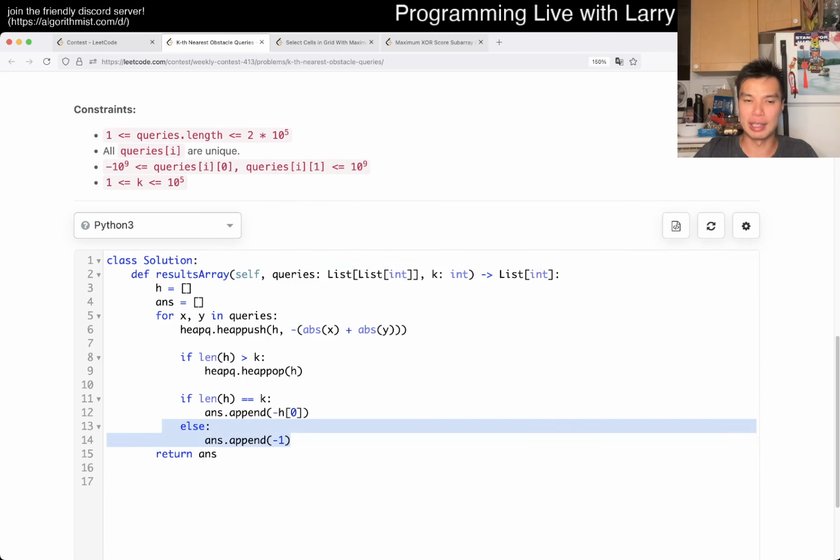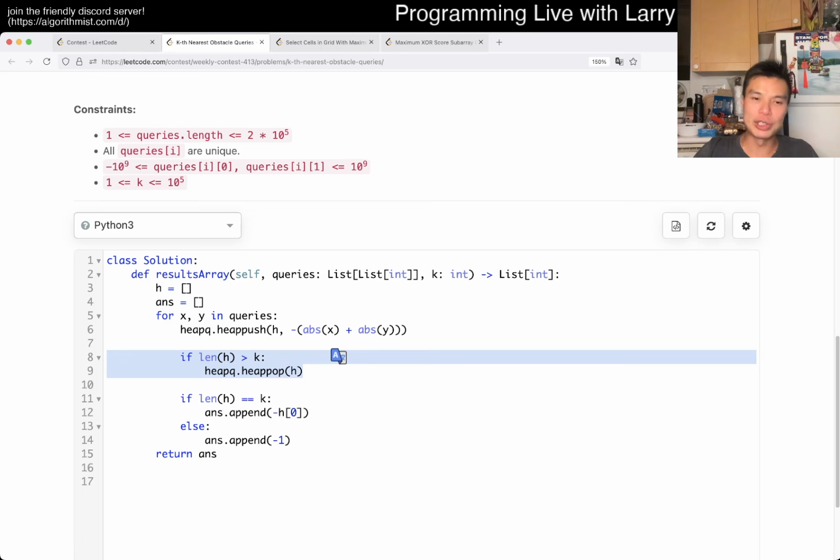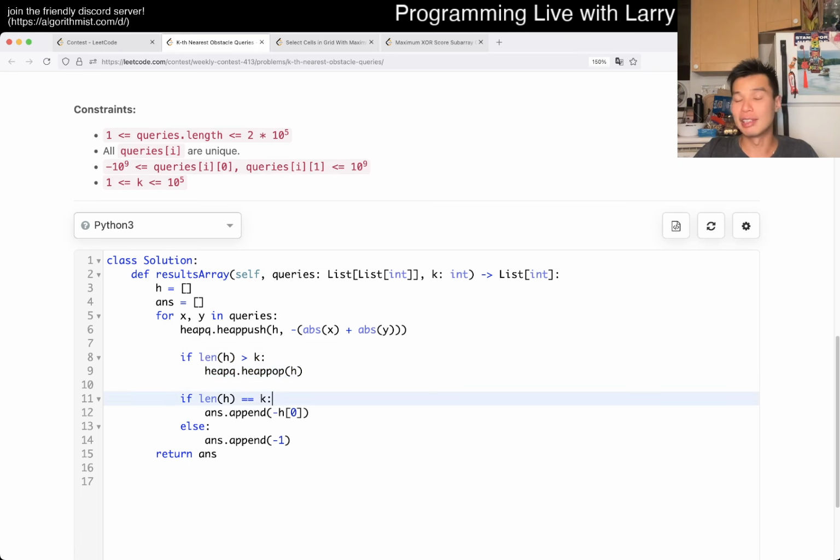You have to append -1, otherwise, and if you have too many things, you pop. This magical line allows you to keep the query log k instead of log q, or log n if you prefer, where n is the number of queries, which I always find a little bit awkward. So it's either n log n or n log k, and n log k is if you do this thing with the heap and getting rid of it. And that's pretty much it.